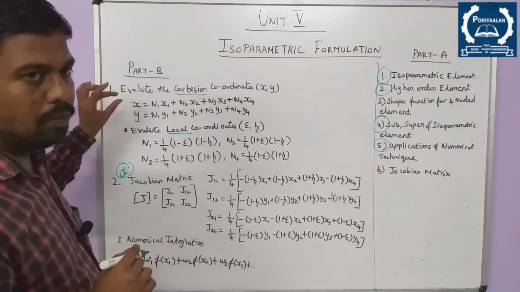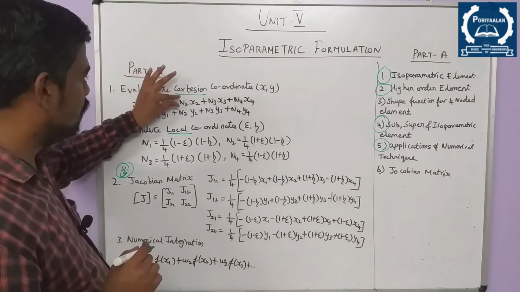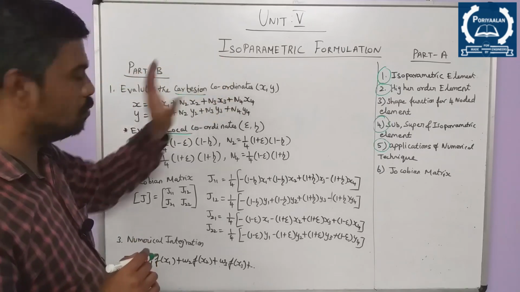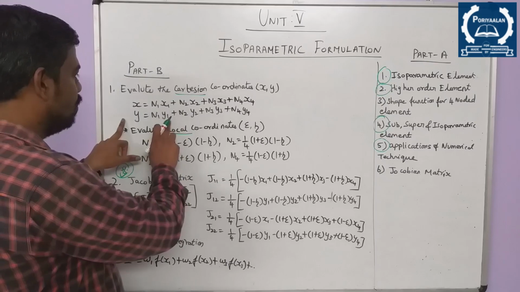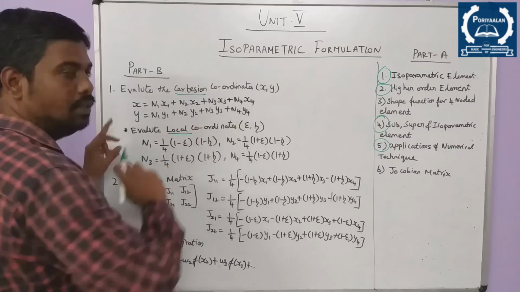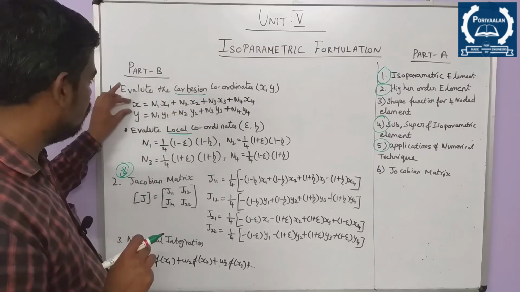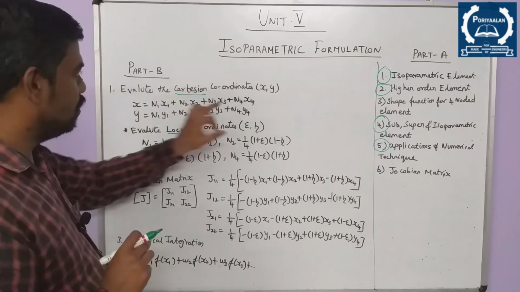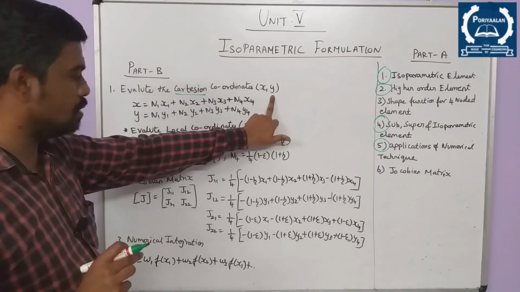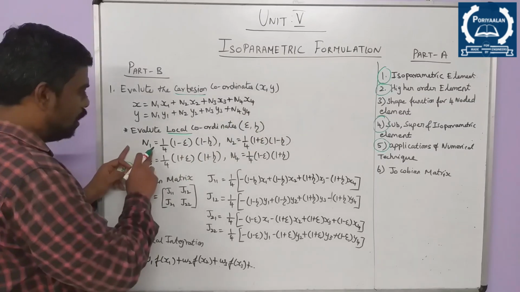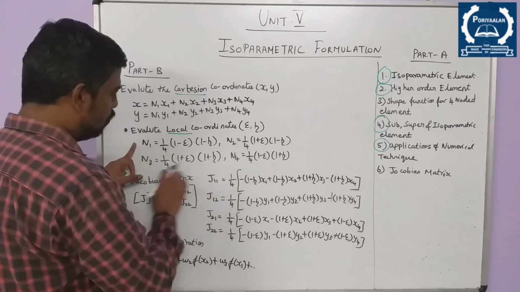Very simple formula. X is equal to N1 x1, N2 x2, N3 x3, N4 x4. For y, we just have to replace x1 with y1, y2, y3 and y4. This is a simple formula. With the help of these formulas, you have to find the values of the Cartesian coordinates x and y. And for the N1 value, 1 by 4 is common for all.